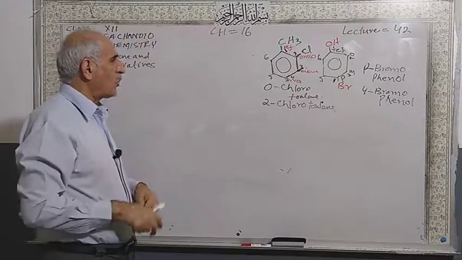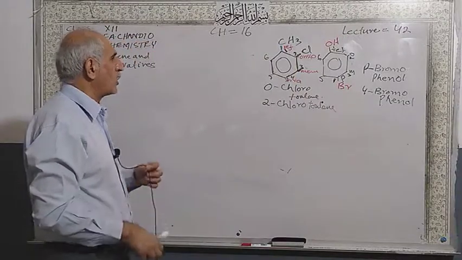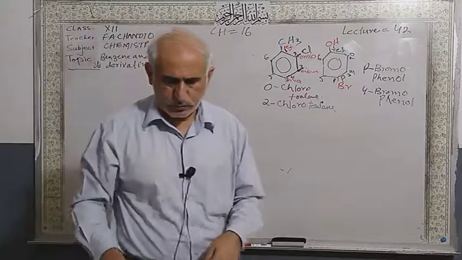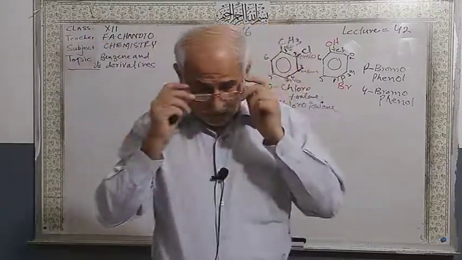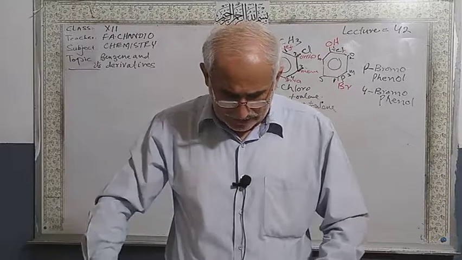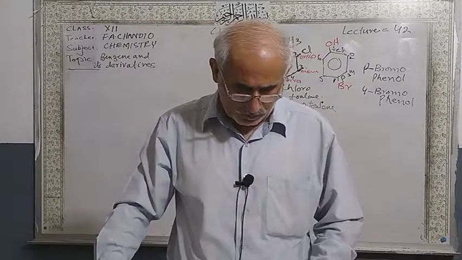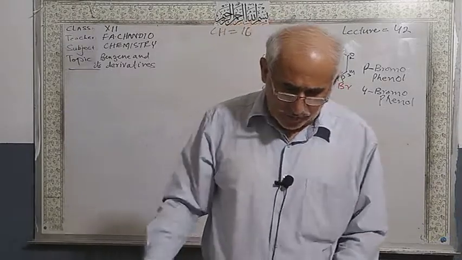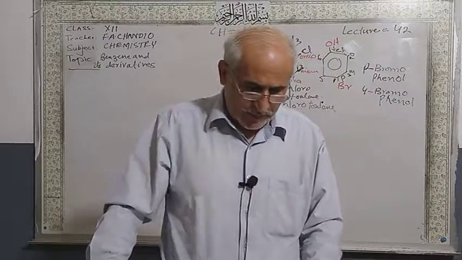Para-bromophenol, or 4-bromophenol, we call this one. And in this IUPAC system, you have to give the names alphabetically.